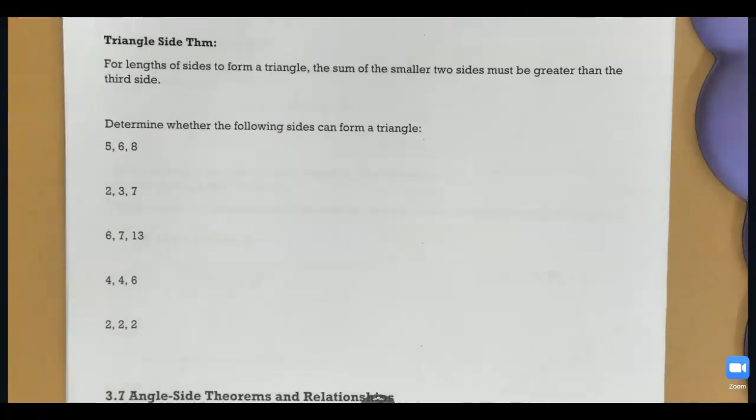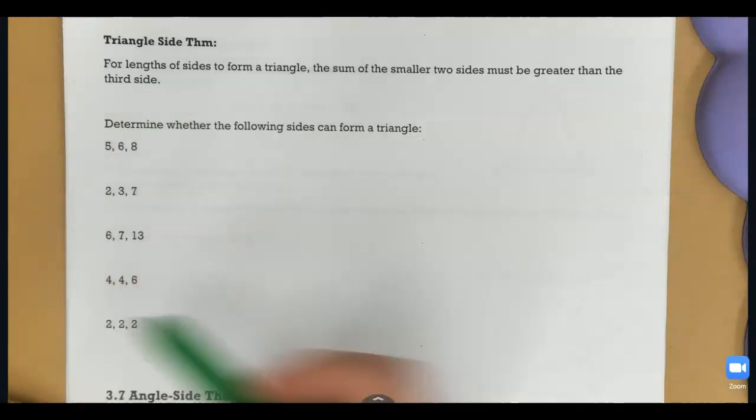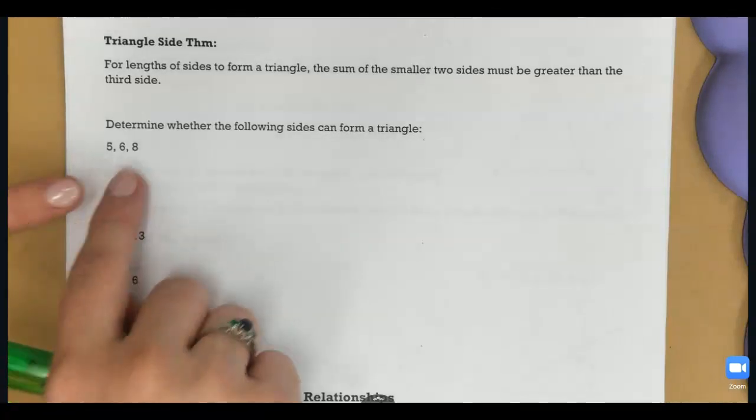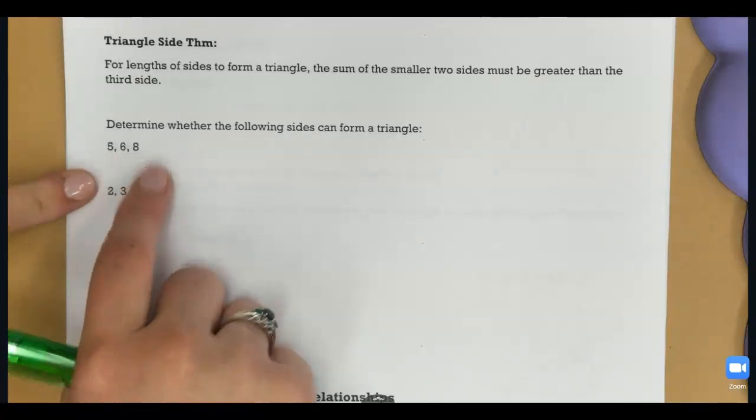their angles. Now, speaking of the sides of a triangle, we have a rule for what the lengths of a side can be in order to make up a triangle. In order for them to form a triangle, the sum of the smaller two sides has to be greater than the third side. So we're going to practice that here first. I've given three numbers and I'm asked to decide, could these be the sides of a triangle or not? So looking at this first set, 5, 6, 8.